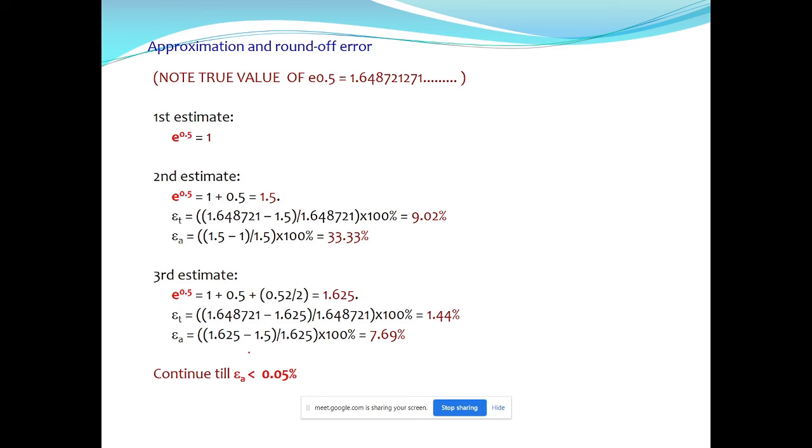So bila nak berhenti? Sampai EA 0.05. ET kamu kena ada true value. Macam ni dia dah bagi true value. So kamu boleh kira ET. Kalau ada. Kalau tak ada, tak boleh kira ET. Okey? Sebab yang penting adalah EA. Okey? EA approximate based kepada stopping criterion.